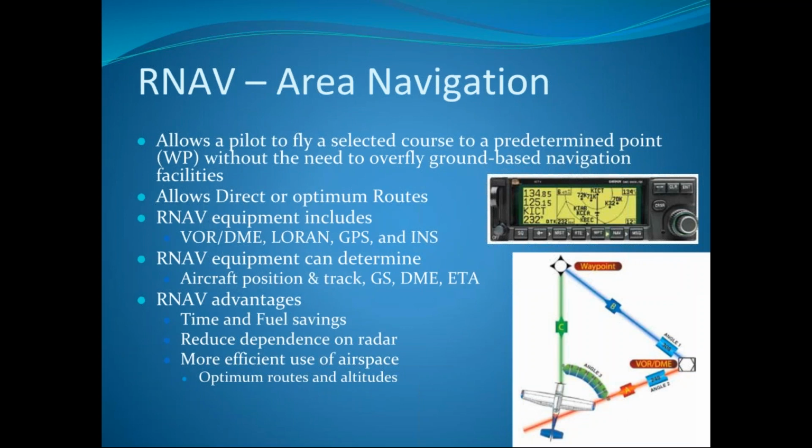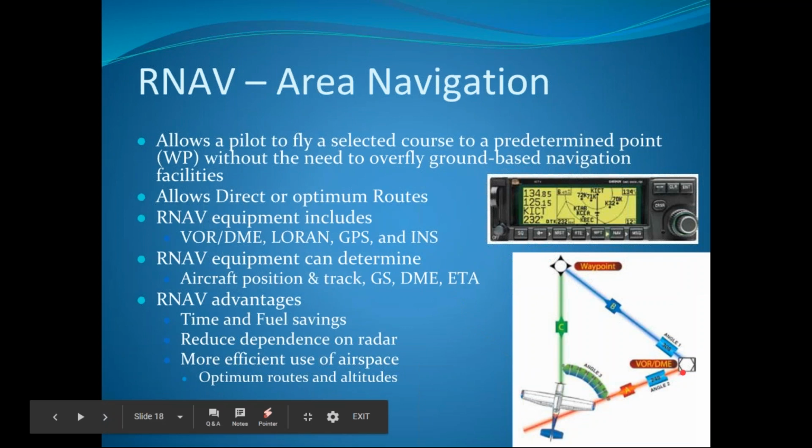RNAV equipment includes, so it's using information from the VOR DMEs, the LORANs, the GPS, and INS, which stands for Inertial Navigation Systems. So it basically takes information from all those different systems and paints a picture to give us these waypoints.